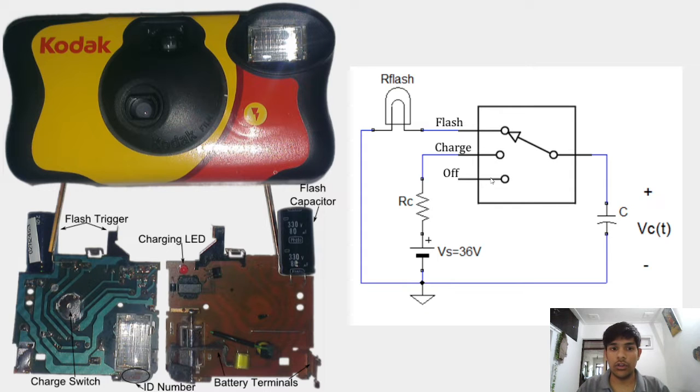The circuit for the camera flash is mentioned here. So this capacitor is charged, and when we press the shutter button, it suddenly comes to this flash point where it is mentioned, and the flash occurs. And when the camera is off, this switch goes down to this off, where the circuit gets disconnected. And here is the real life circuit of the camera.